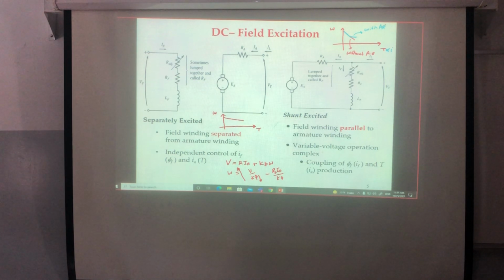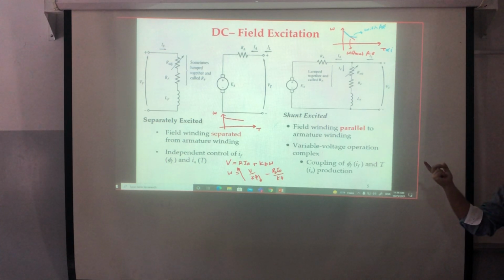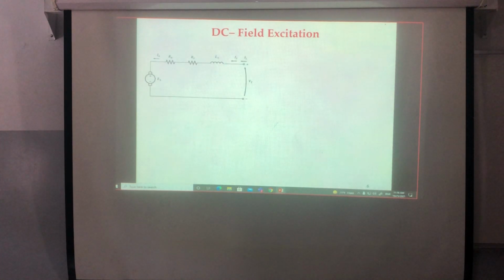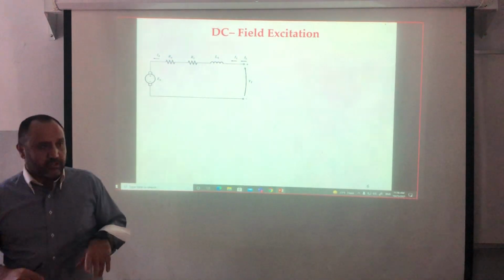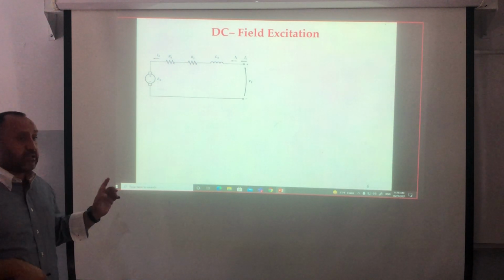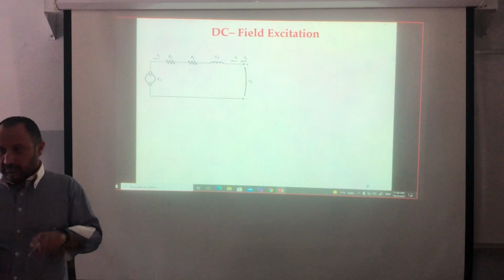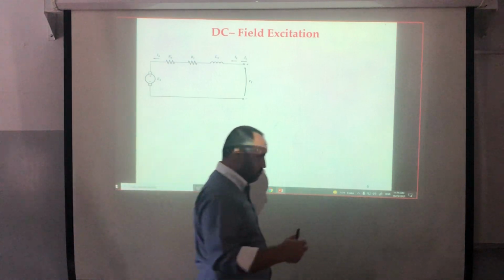What else? The first one is the separately excited. The second one is the shunt. So what about if the field and the armature are in series? This is what we call the series connected DC machine. Here, the field current and the armature current are the same. So now we have a conflict between the field and the torque, and the torque here will be proportional to I squared. So we have a nonlinear characteristic, correct?